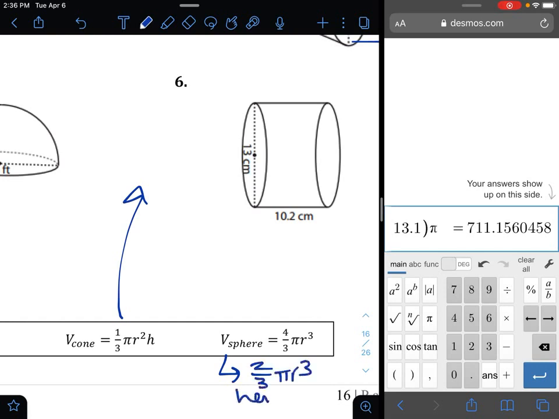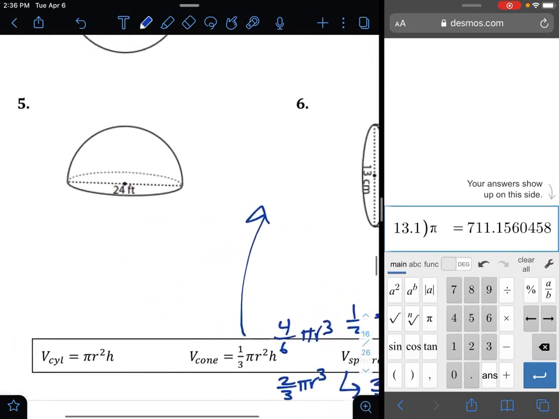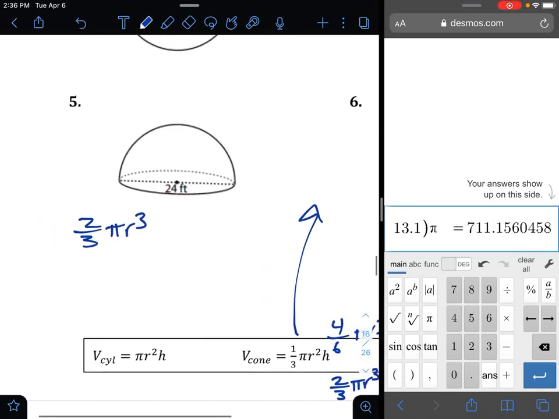That would be for a hemisphere, because you're basically just doing 1/2 times 4/3 pi r cubed, and 1/2 times 4/3 would be 4/6, which is equal to 2/3, if you simplify or reduce the fraction down to its simplest form. So I'm just going to use that formula because why make it more complicated than it already is? So 2/3 pi r cubed I'm going to use for number 5. So 2/3 pi times the radius cubed would be our volume.